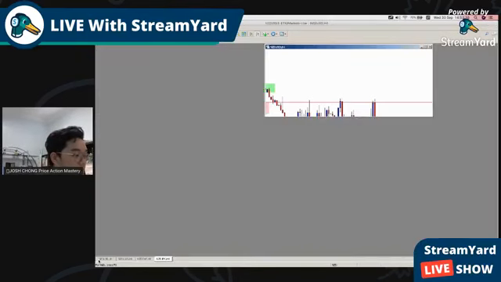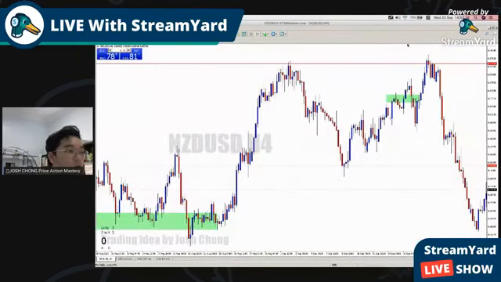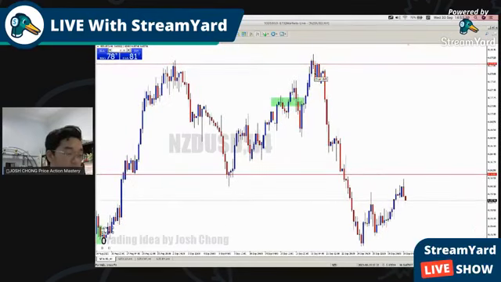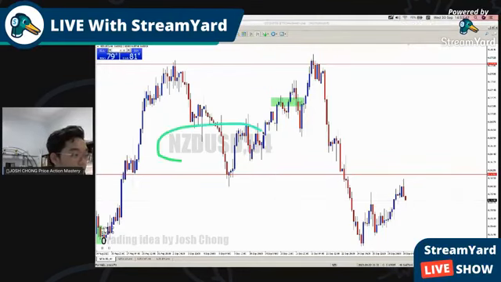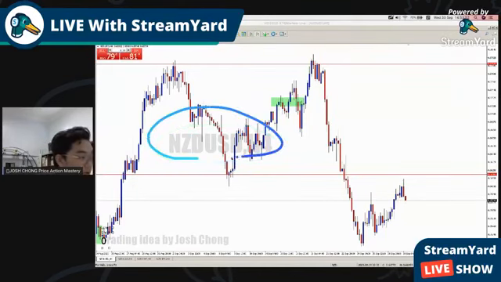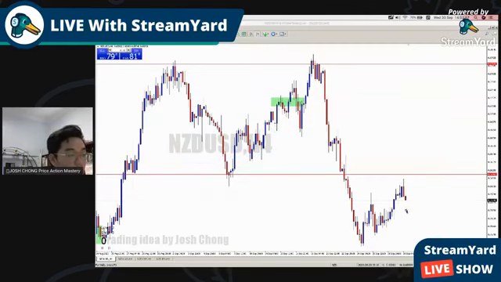Okay, New Zealand dollar first. Let's go to New Zealand dollar. We can see that the market is climbing higher and higher. So again, if you are an H4 trader, you will only look at the current market situation, which is to follow the trend and have a buy.